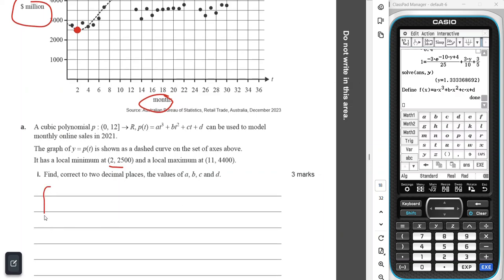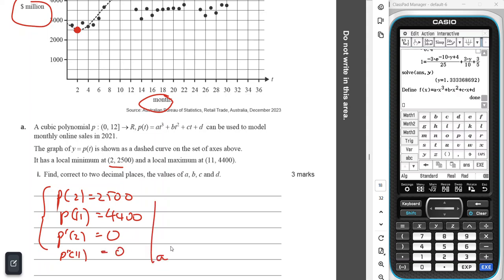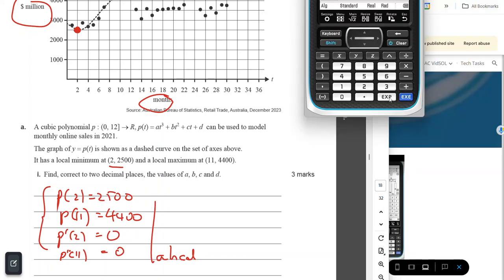Okay, so I know that P of 2 equals 2500, P of 11 equals 4400, P dash of 2 equals 0, and P dash of 11 equals 0, and solve for A, B, C, D on the calculator.